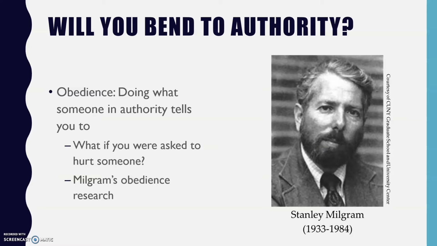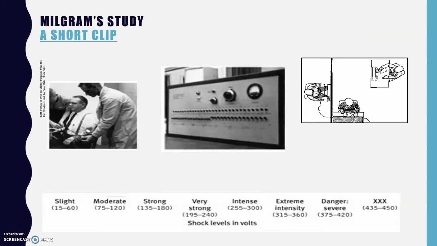But oftentimes, what we will find is that if an authority figure tells us to do something, we are going to be much more likely to do that because it absolves us of a sense of responsibility. We can push back if somebody tries to blame us for something horrific that we've done. We can fall back on the fact that we were just following orders. And this is where Milgram's obedience research comes into play.